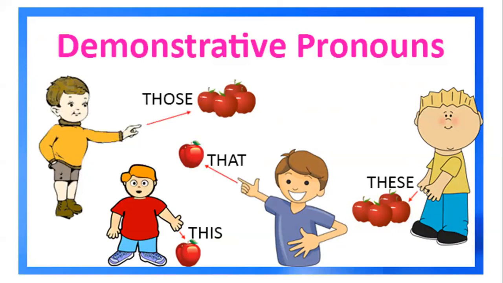Demonstrative means pointers. When you point at something that is near you, you say this, if it is singular, one apple. But if it's far from you and it's still singular, we say that. There is a distance here. This is near, that is far for singular. And these for near plural, these apples, and those for far plural.